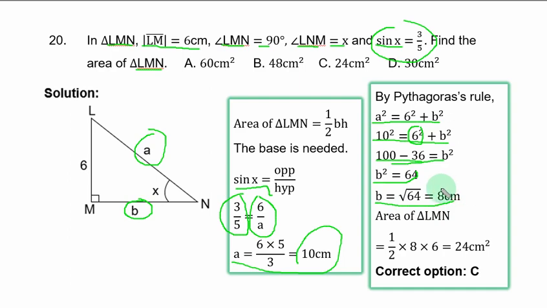So the base is known. So area of triangle LMN is 1/2 times base times height, and that is 24 square centimeters. C is the correct option.